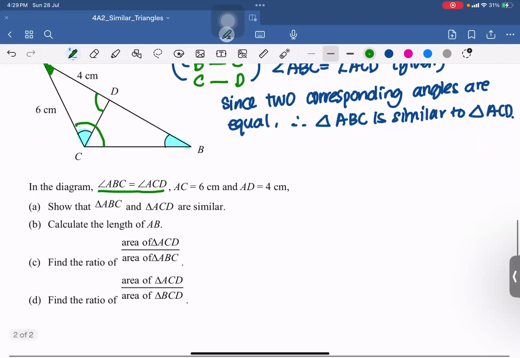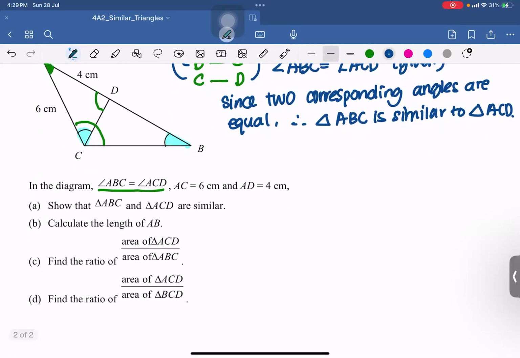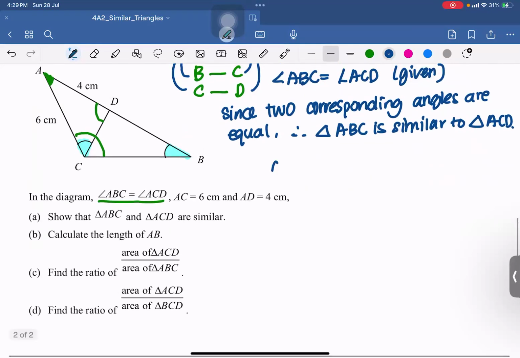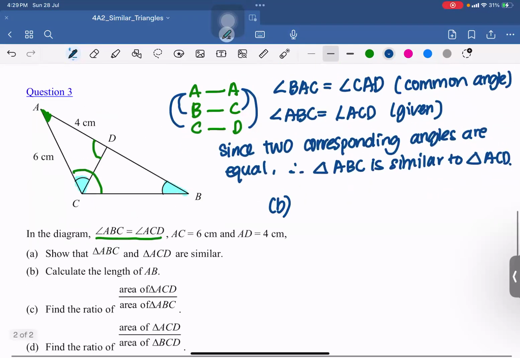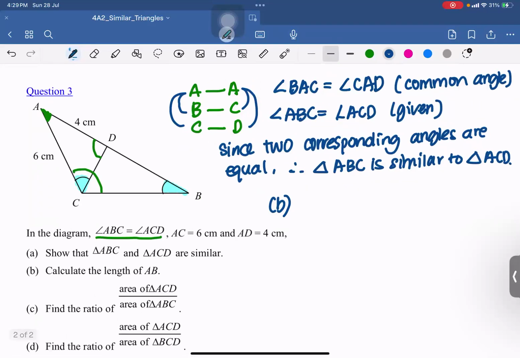Now, next part B, they asked me to find the length for AB. Oh no, now when they want to find length, right? What do we need to do? We need to start labeling all the different ratios or different sides first. So I'll start off with AB over AC equals to the next pair, BC with CD. And last but not least, AC with AD.